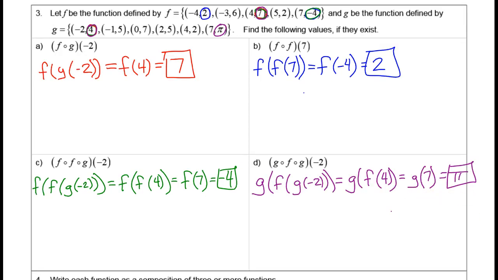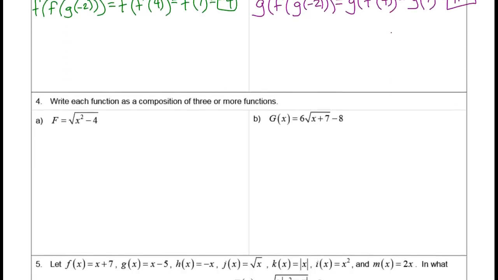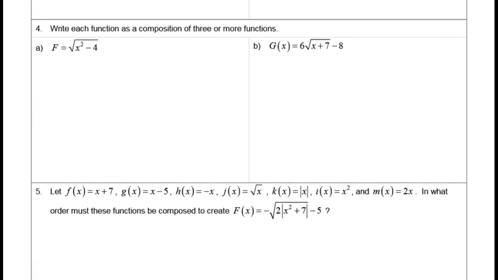All right, folks, there are answers to question 3, parts A, B, and C, as well as D. I hope that was pretty straightforward for you. Let's move on to question 4. Question 4, we're asked to write each function as a composition of 3 or more functions.